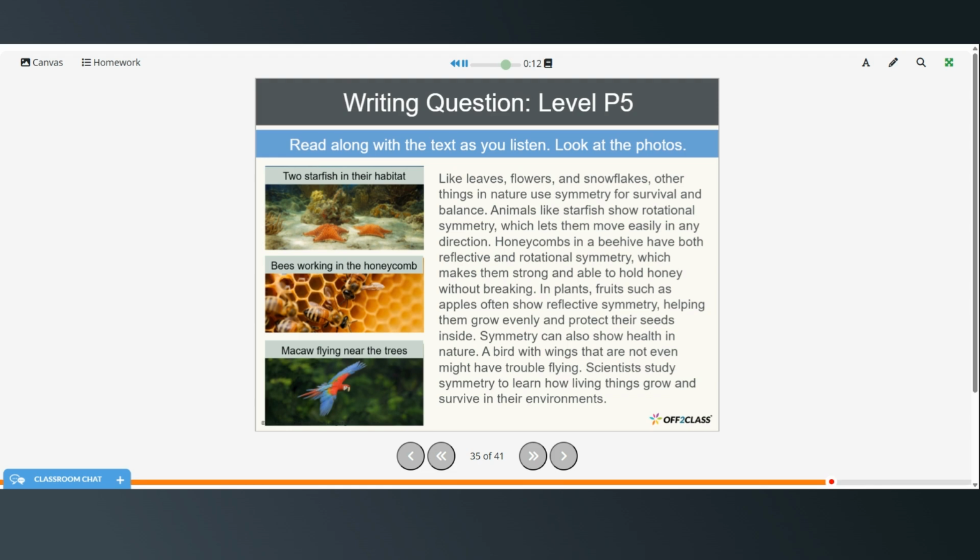Symmetry can also show health in nature. A bird with wings that are not even might have trouble flying. Scientists study symmetry to learn how living things grow and survive in their environments.